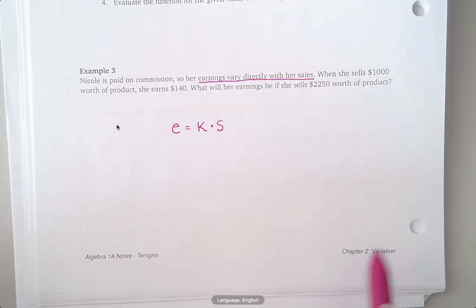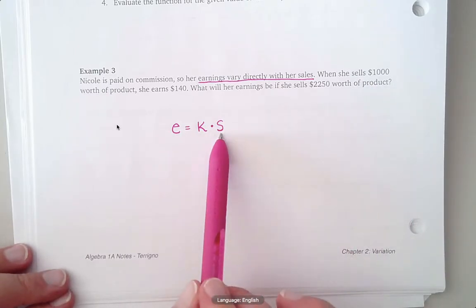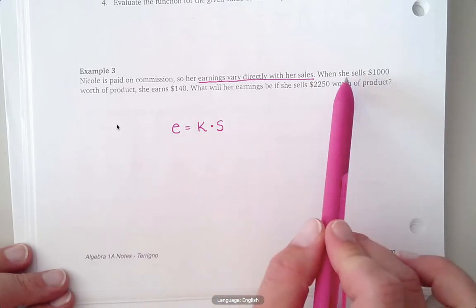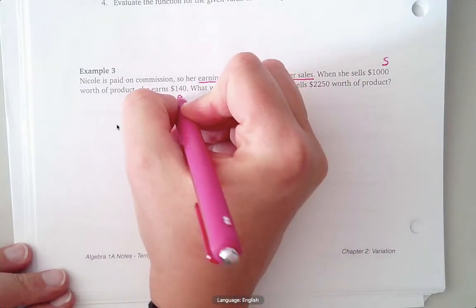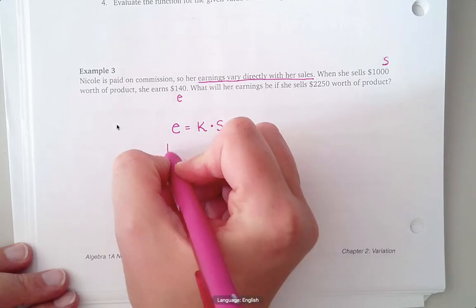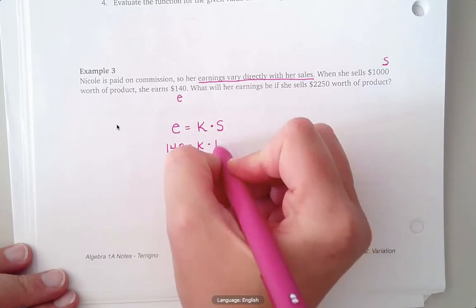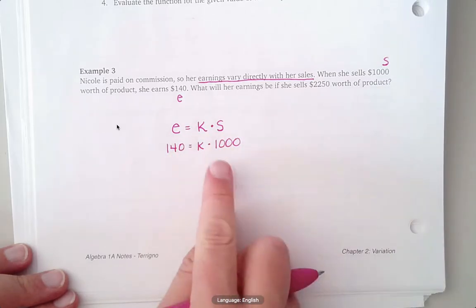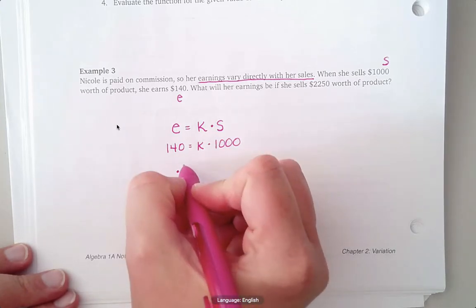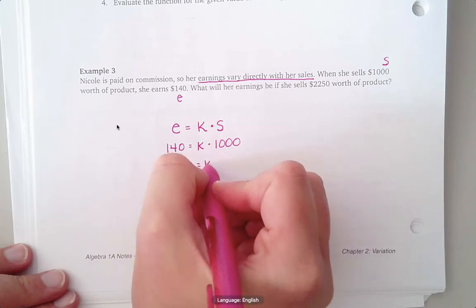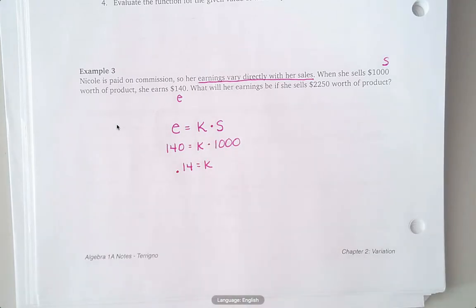The next sentence, if this works like all the other problems that are similar to this, is going to give me a pair of numbers for E and S that I can use to find K. So when she sells $1,000, there's my sales. My earnings are 140. So I'm putting earnings of 140 and sales of 1,000. And I'm going to find the K value. And so to do that, I'm just dividing by 1,000 on each side, which I believe is going to give me 0.14 for my K value, if I did that mental math correctly. So divided each side by 1,000 and you end up with a K value of 0.14.